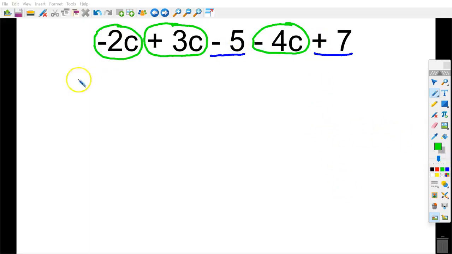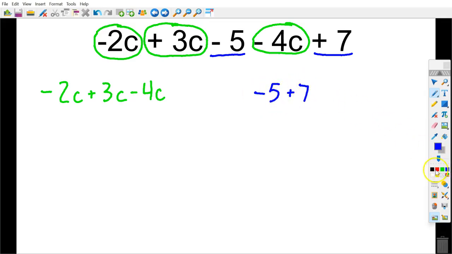Okay, so let's start off with the variable c. I've got negative 2c plus 3c minus 4c. Now let's write out the other expression. Negative 5 plus 7. Okay, so negative 2c plus 3c. So I'm adding with different signs, so it's really 3 minus 2 to get 1, and I take the sign of the bigger number, which is 3. So I'm left with 1c, or just c.